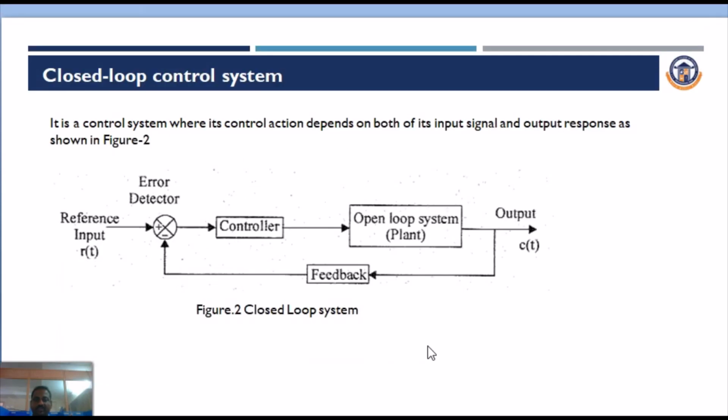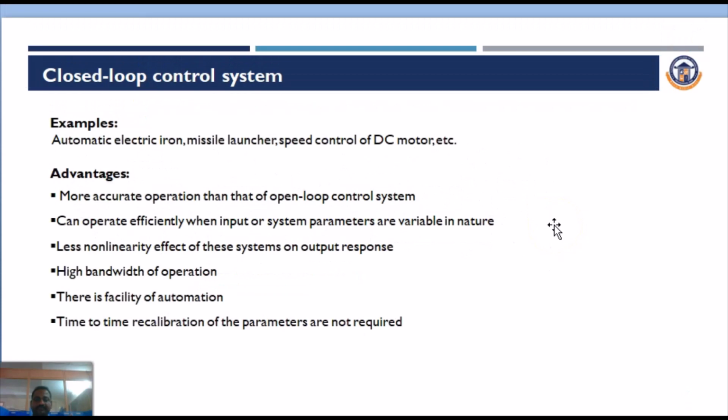Next, a closed loop control system. In a closed loop control system, the control action depends upon both its input signal and output response, and it is shown in the figure. This is the block diagram representation for a closed loop control system, where the reference input is R(t), and a feedback is given to the error detector. Both are processed inside the error detector, and it is given as an input to a controller, followed by the open loop system, and it is given as an output, that is C(t).